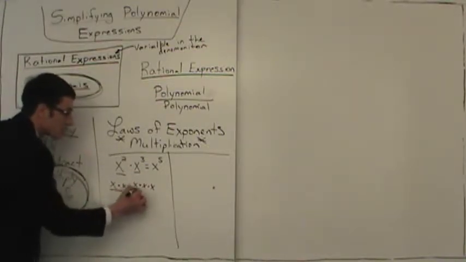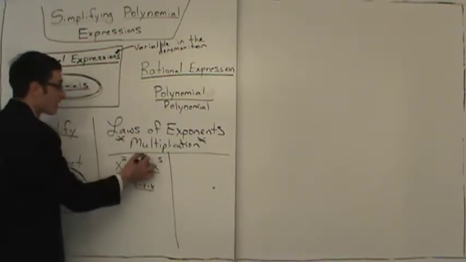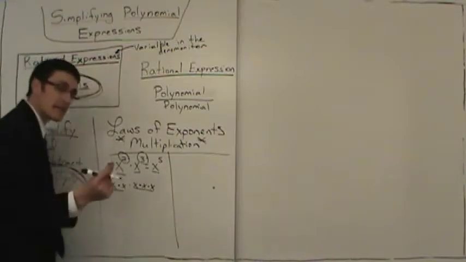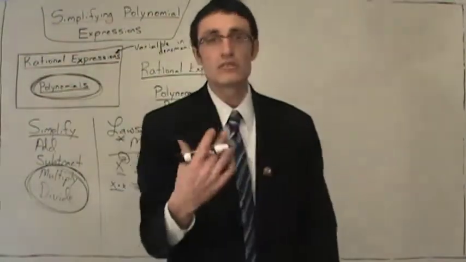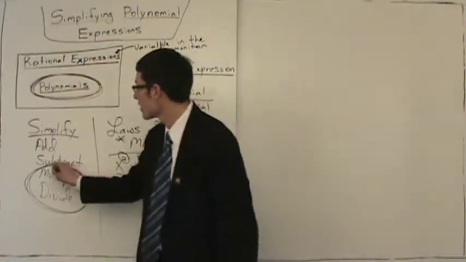Since we have 2 x's multiplied by 3 more x's, we get 5 x's multiplied together. Okay, are we adding the exponents? Yes. But if I ask you today, what are we doing? Are we adding or are we multiplying? You should answer, we are multiplying.